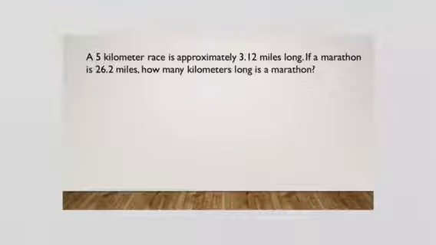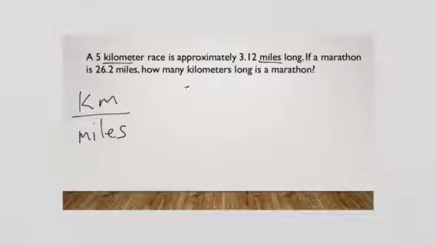Now, what happens when we get into word problems? Well, I'm going to tell you right now, you have to set up ratios. You have to compare two ratios because that's what a proportion is. So, a 5-kilometer race is approximately 3.12 miles long. If a marathon is 26.2 miles, how many kilometers long is a marathon? So in this case, it looks like our units we're comparing are kilometers and miles. So we can simply set up a ratio of kilometers to miles.